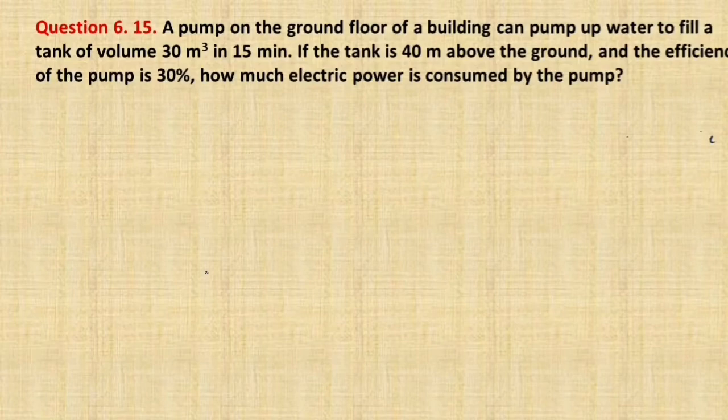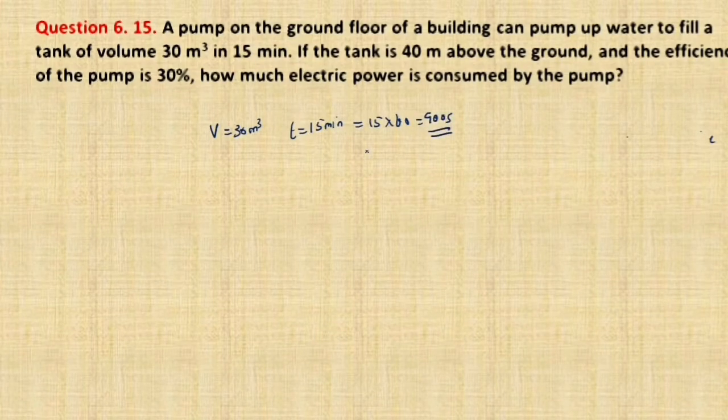A pump on the ground floor of a building can pump up water to fill a tank of volume 30 meter cube. So the volume to fill is 30 meter cube in 15 minutes. That is, time is given as 15 minutes, which is 15 into 60, equal to 900 seconds. The tank is placed at 40 meter height. So H is given as 40 meter, and the efficiency of the pump.